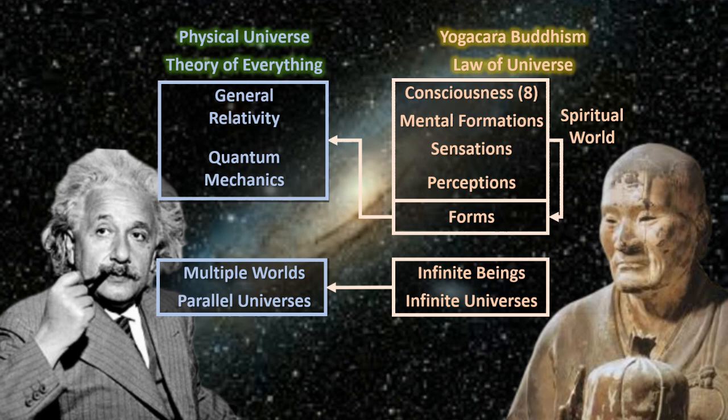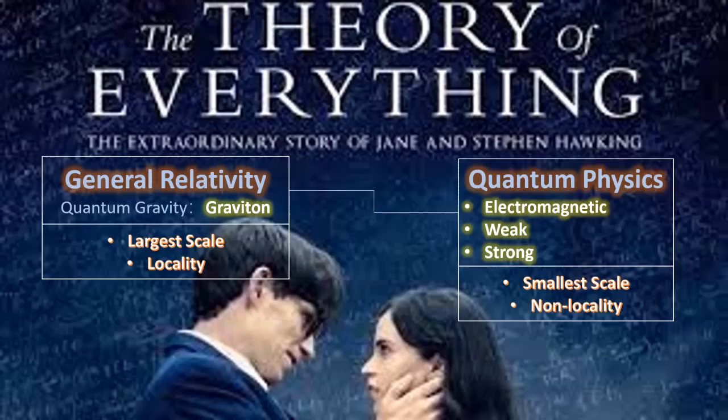In addition, there are infinite beings in the universe. As the model in Buddhism is a being-centric universe, then there must be infinite universes. Interestingly, science in recent years proposed multiple world interpretation and parallel universes in string theory. This is no coincidence. To appreciate the gaps, we must start with general relativity and quantum mechanics.